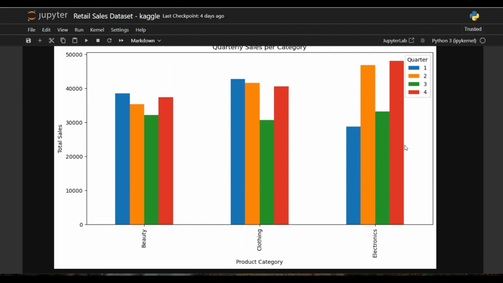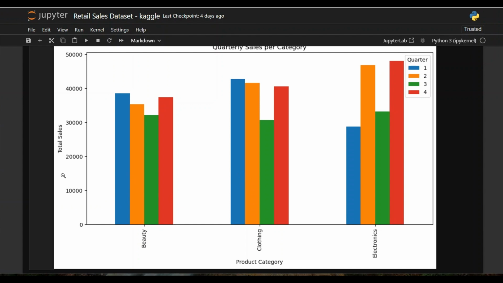Across all the categories, most of the sales were made in the fourth quarter, indicated by the red bar. Most of the sales happened in the fourth quarter for each of the categories. Now we see that for electronics, there were a lot of purchases in the second quarter and in the fourth quarter, while for clothing, a lot of the purchases were done in the first quarter and in the second quarter.